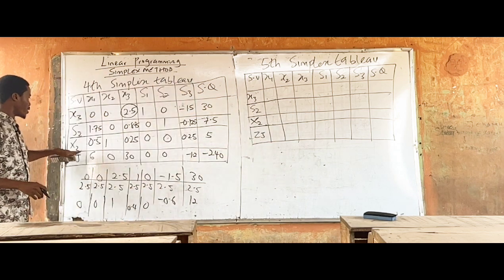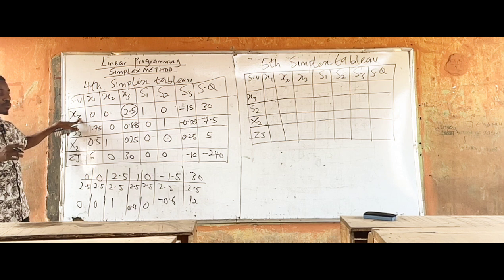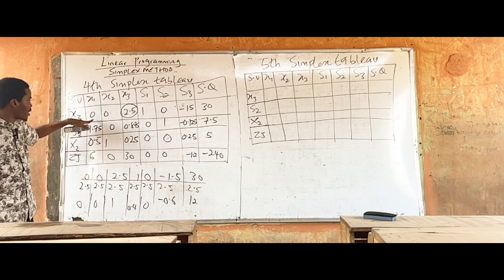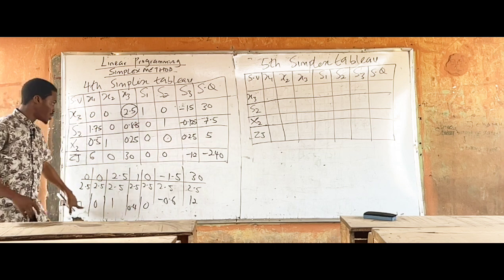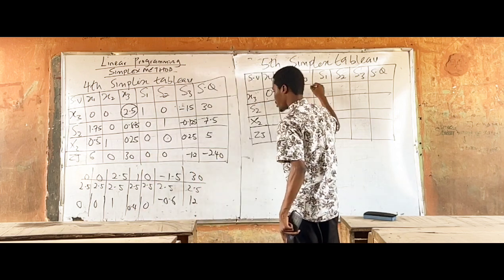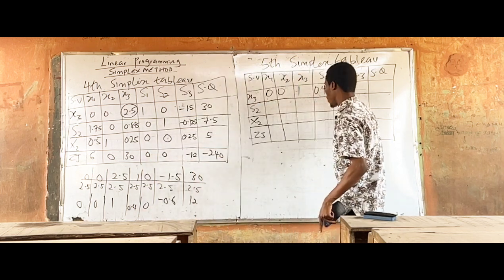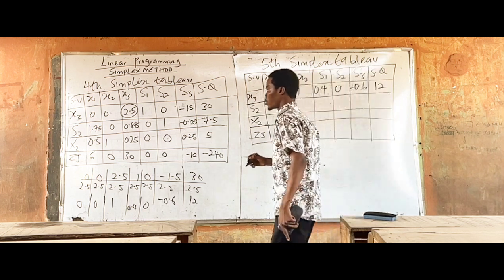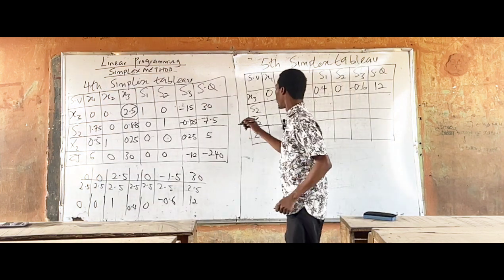Now, my S3 is my new pivot row. So my new pivot row elements, when I divide by the pivot element, I got 0, 0, 1, 0.4, 0, minus 0.6, and 12.